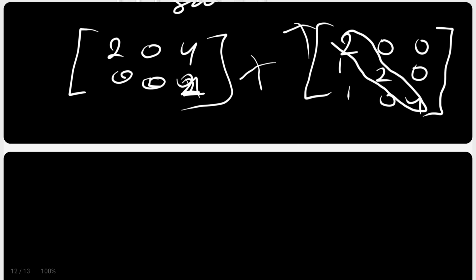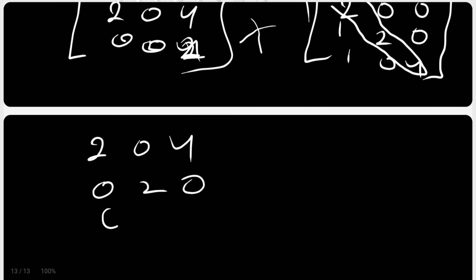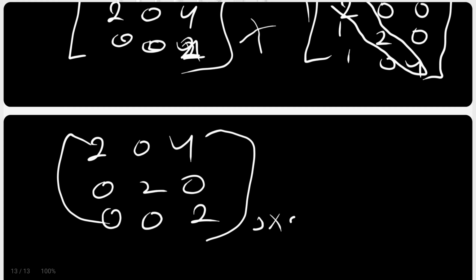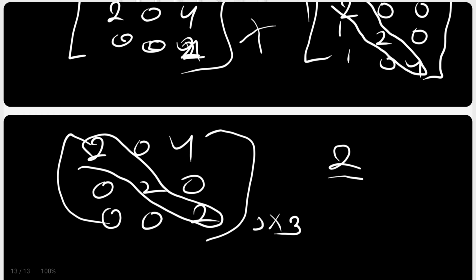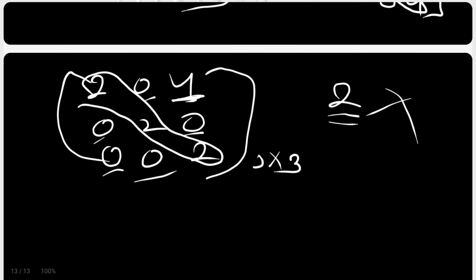Now take another example. Suppose this is 2 0 4, 0 2 0, 0 4 0. Otherwise, let's take it 0 also. Okay, it is a 3 cross 3 square matrix, and it also has 2 diagonals, verified. But the non-diagonals should be 0. Yes, 0 0 0, this is also 0 0, but this one is not 0. It means that it is not our scalar matrix.